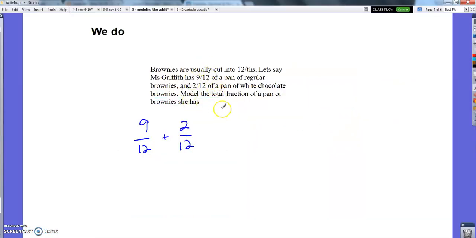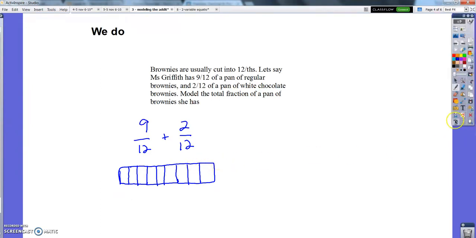So since we're modeling today, I do want us to draw that together. So we'll say, let's draw a 9/12 block. Let's see. 1, 2, 3, 4, 5, 6, 7, 8, 9. So let's say, oh, I need to do 12. I'm sorry, that's a ninth. Undo.